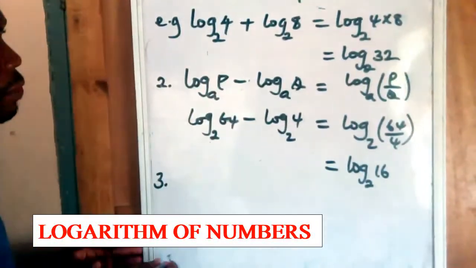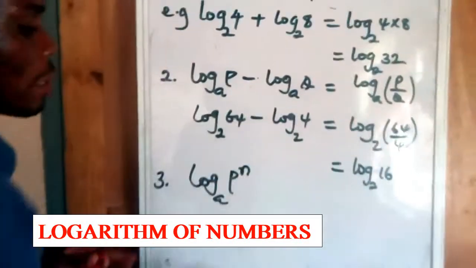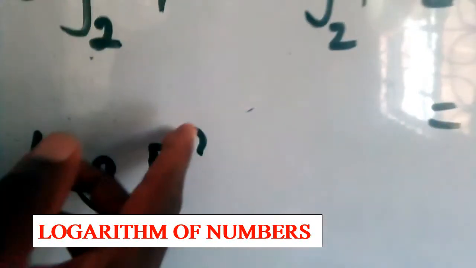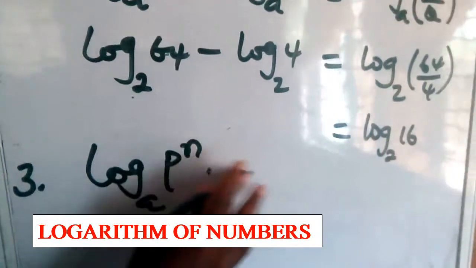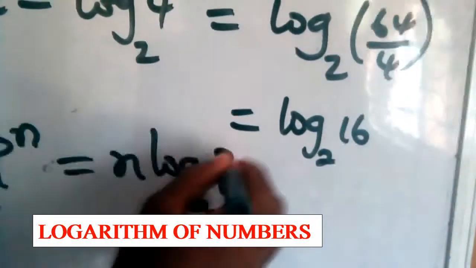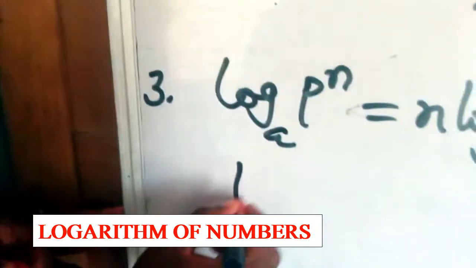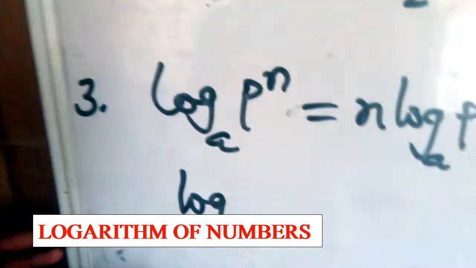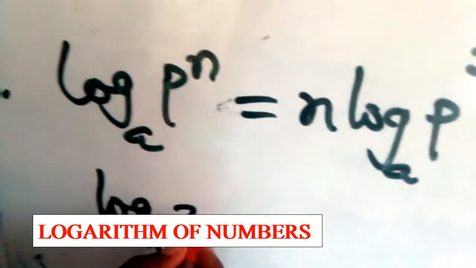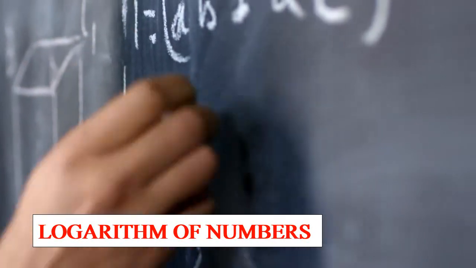Now 3, if you have a log base a of p raised to power n, this is the same thing as n log base a of p. So for example, you have a log of 10 raised to power 2.